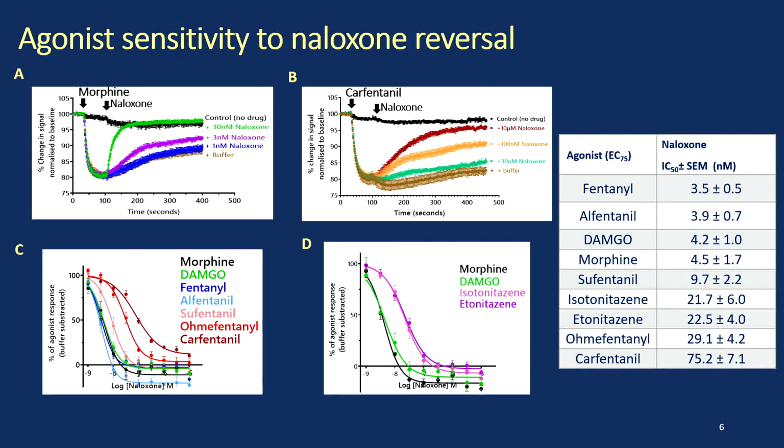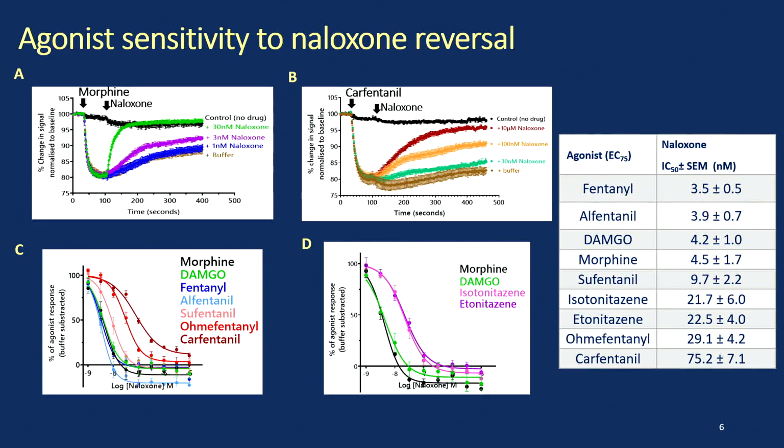And with the nitazenes here, isotonitazene and etonitazene, we found the same thing: they required higher concentrations of naloxone for reversal compared to the standard opioid agonists, morphine and DAMGO. Well, this is not quite what we expected. We know that when the agonist leaves the receptor, the antagonist binds. So we know that the antagonist should reverse all ligands equally.